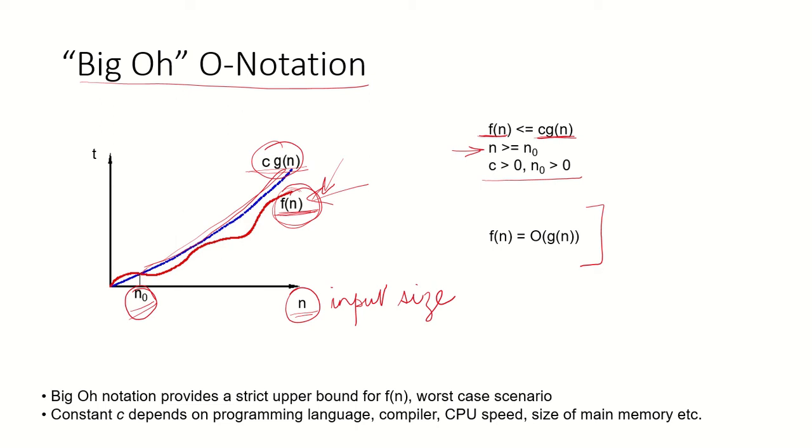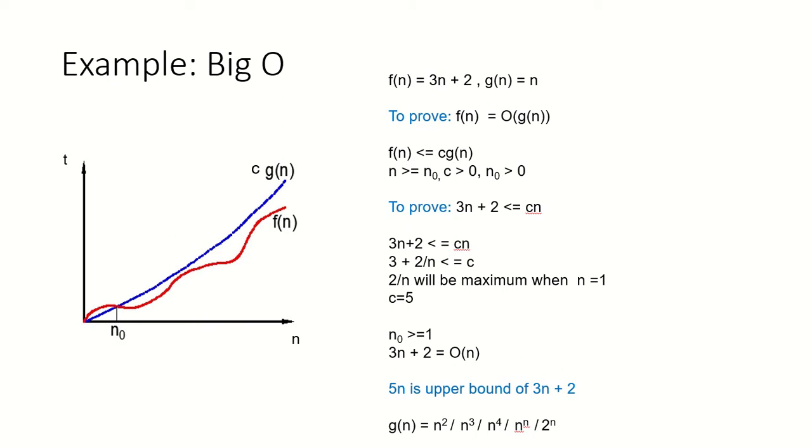And this constant c over here depends upon the programming language, the compiler, the CPU speed, and the size of the main memory. Let's take an example of how we can compute the big O.